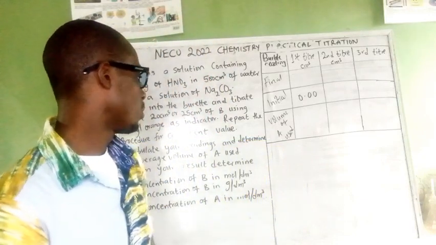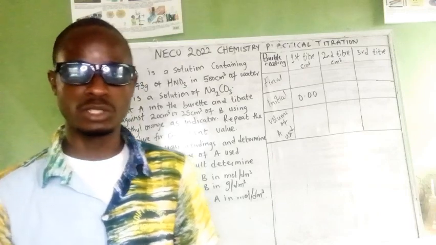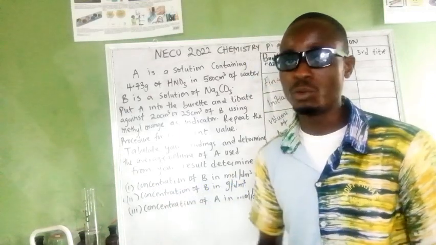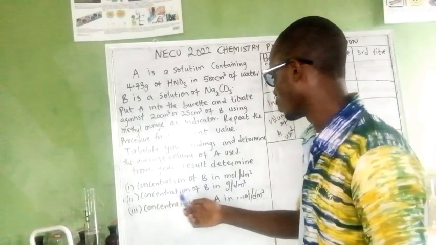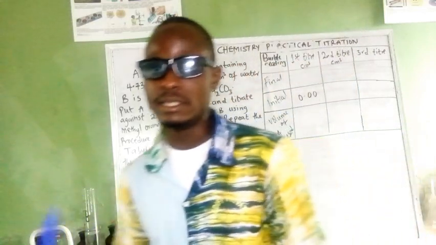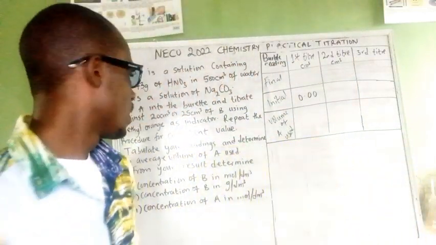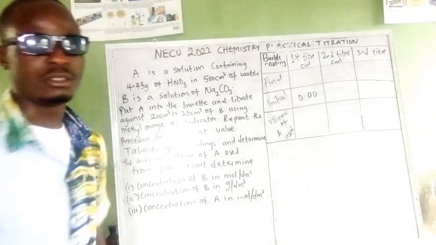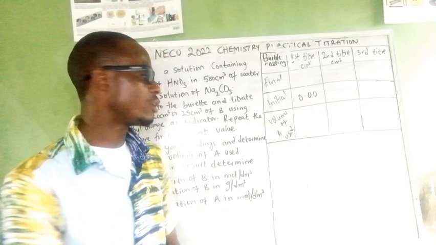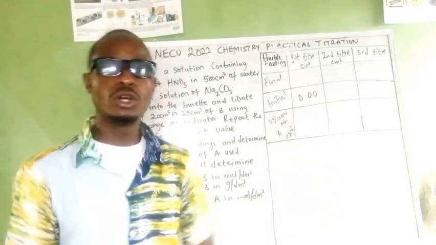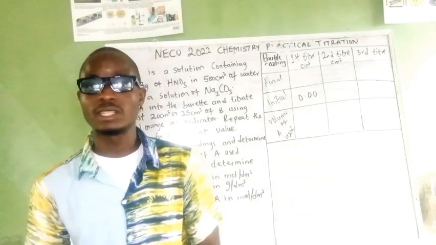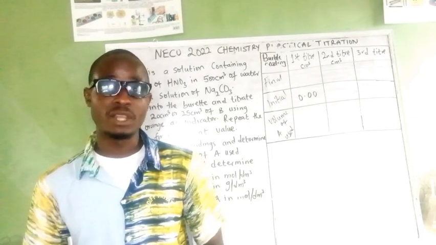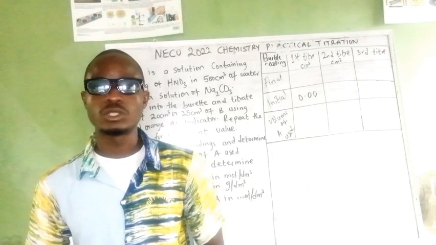Then thereafter, we are told to solve some questions from our result, right? Concentration of B in mole per dm cube, we are meant to determine that from our result. Concentration of B in gram per dm cube, we are also told to determine that. And we are also told to find the concentration of A in gram per dm cube. So all this we are going to do now. And mind you, this is our table. So let us start the experiment, get our volumes of A, and then calculate what we have left in the question.